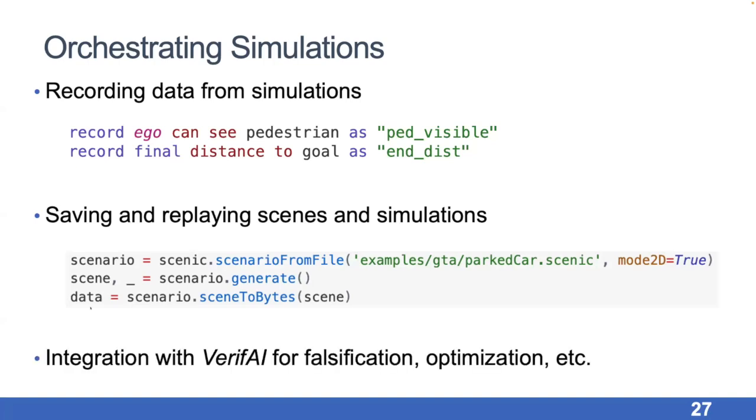There's also integration that Sanjit mentioned before with our other tool, Verify, that allows you to not just run independent samples from a fixed distribution that you define with SCENIC, but intelligently try to find corner cases, cases where some spec is violated. Eddie will talk about that in the second half.